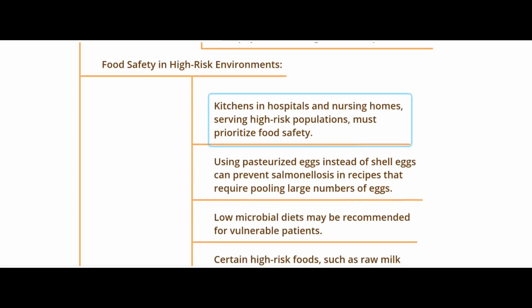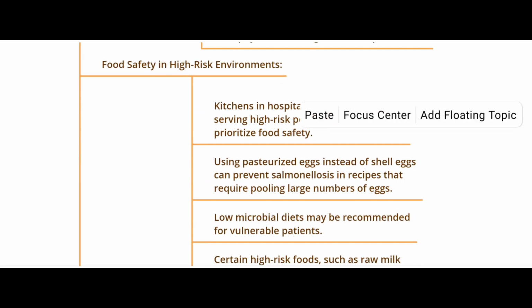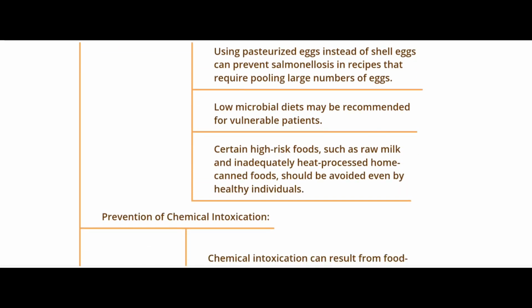If we talk about high-risk environments such as travel or high-risk hospitals and establishments, these areas must prioritize food safety. For example, nursing homes and hospitals must use pasteurized eggs instead of shell eggs. They should use low microbial diets for vulnerable patients, and certain high-risk foods such as raw milk, seafoods, and undercooked meat should not be given.